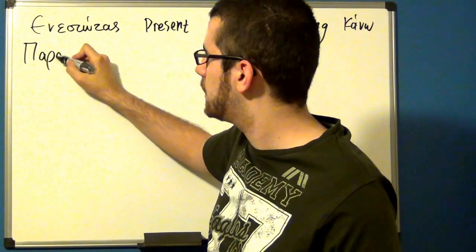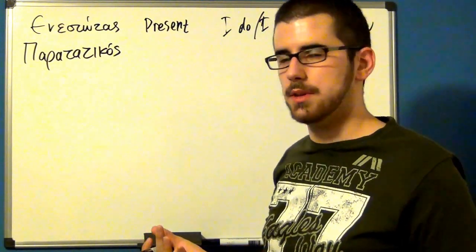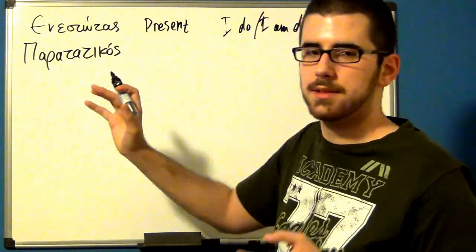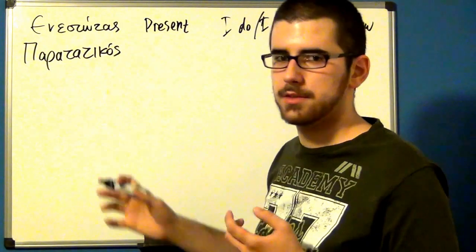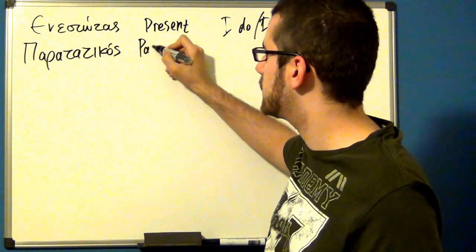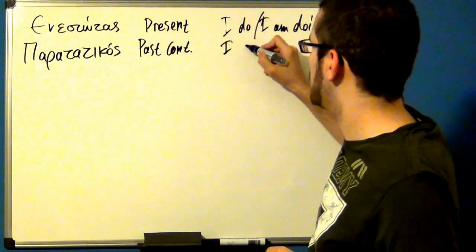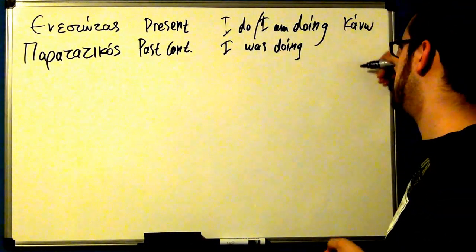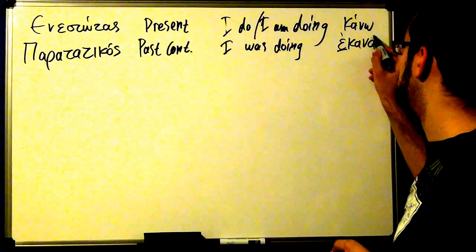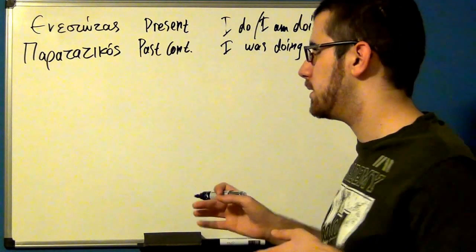Next one is past. The name is παρατατικός. If you actually take part of it, it's paratat. Anyway, paratasi, it's when you postpone something. It probably has something to do with it. It's actually the name of past continuous. Okay, so it's I was doing. Specifically for this verb, I'm just going to use this as an example. Έκανα. As you can see, there are some small differences, a different suffix and a little vowel in the beginning. I'm going to explain all these things in the next videos.